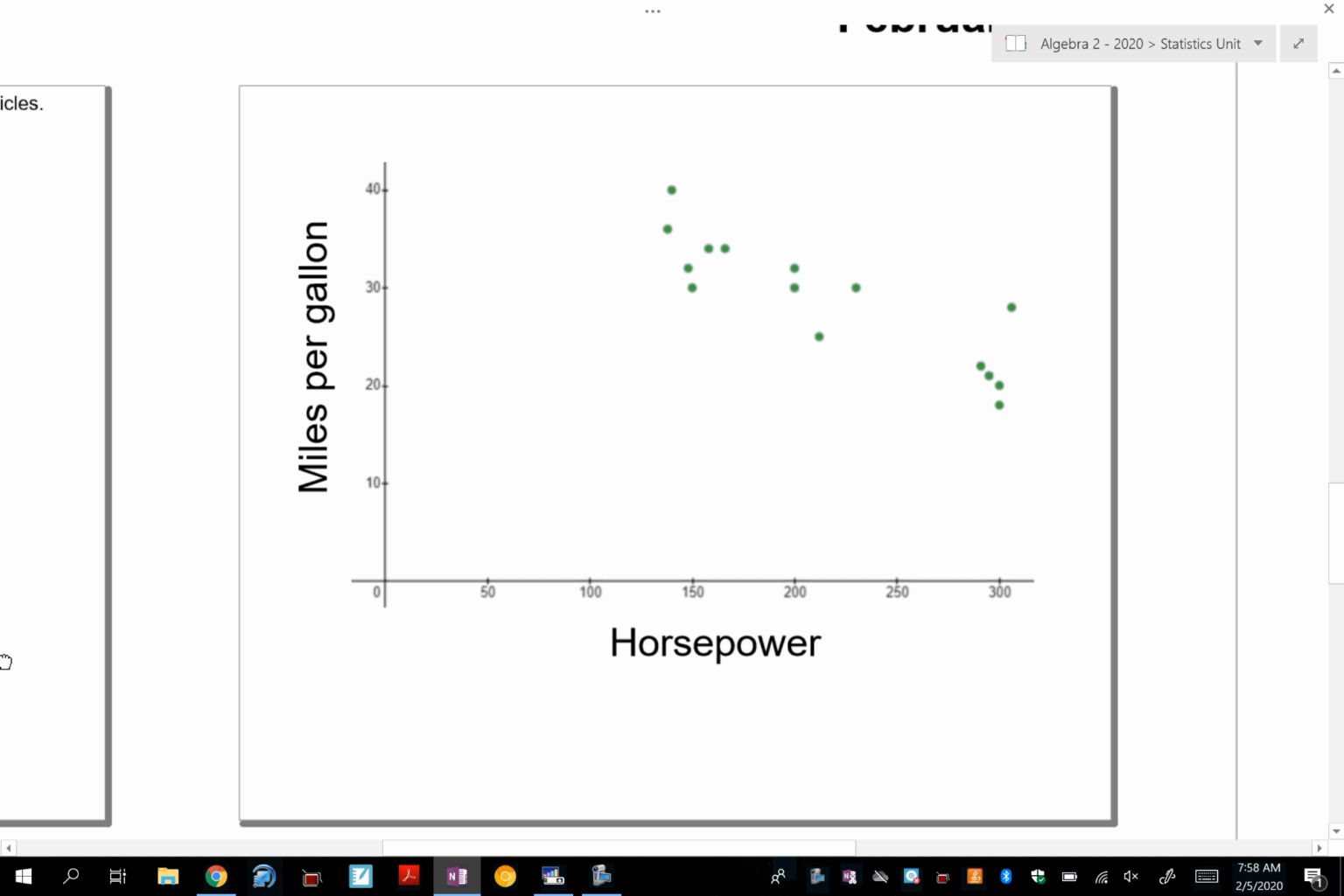Okay? Now, when you look at this, we need to be thinking about three things. Strength, no, shape, no. Direction, form, and strength. Shape, center, spread was so last week. Direction, form, and strength. Okay? So let's go with Adrian. I want direction first, and he says negative. Great, that's direction.